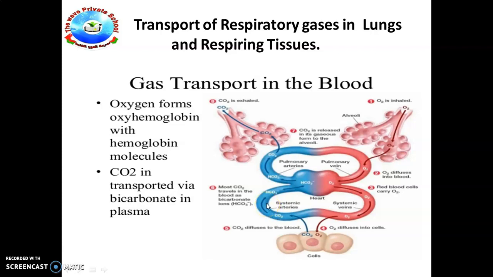And then most carbon dioxide travels in the blood as bicarbonate ions, that is HCO3 minus. Okay, so bicarbonate ions reach the heart, and from there it will go through the pulmonary arteries into the alveoli as carbon dioxide. Here the carbon dioxide is released in its gaseous form into the alveoli. Then this carbon dioxide is finally exhaled through the nose. Okay, so this is the process that is going on.